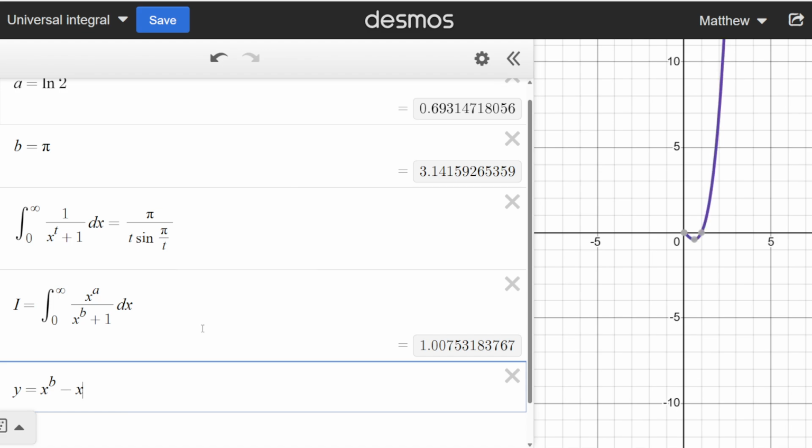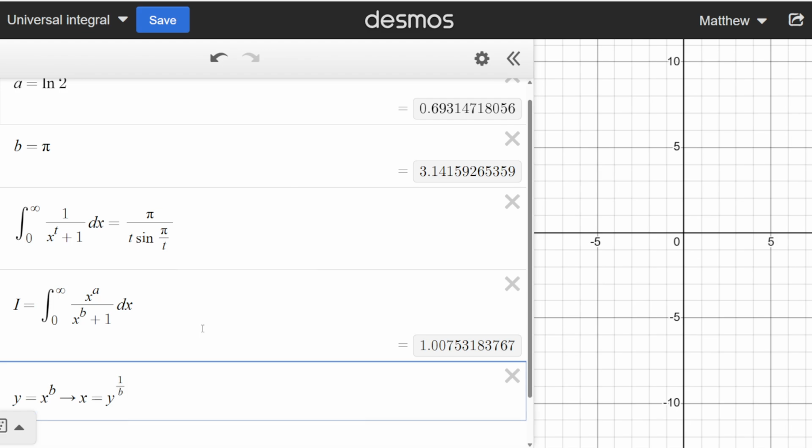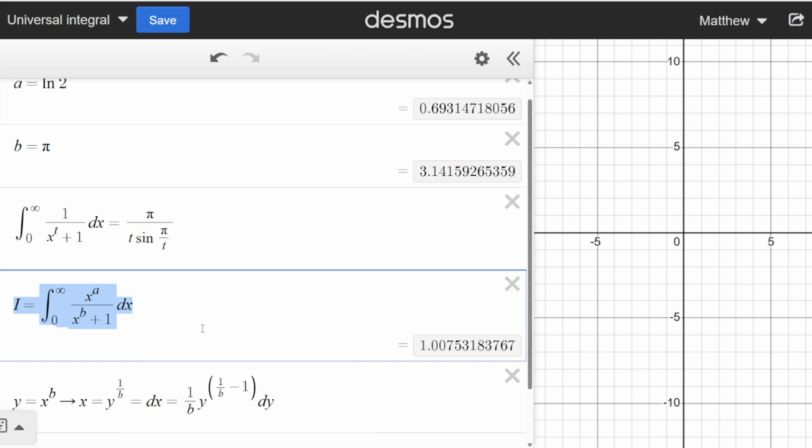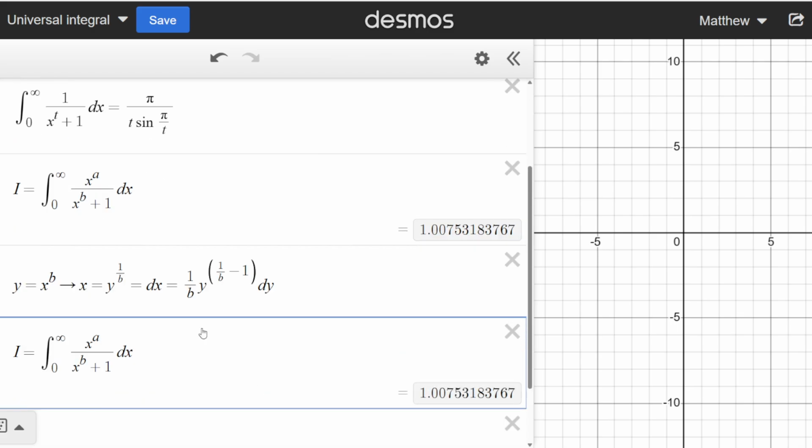So let's find x in terms of y. Well, that's going to equal y to the 1 over b, right? So that means that dx is just 1 over b times y to the 1 over b minus 1 dy. Let's go ahead and perform that substitution. Our y is equal to infinity to the b, that's infinity, and y is equal to 0 to the b, that's 0. So our bounds don't change.